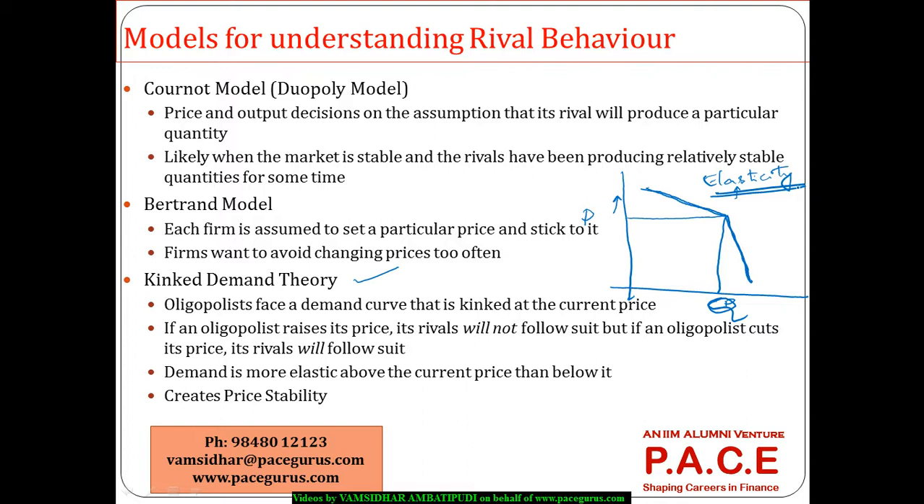That is the reason we say the demand curve is elastic at prices above the current price, whereas the theory says if X has decreased the price, there is a very heavy chance that the competition is going to follow suit. So all the other firms are going to cut the price as well.